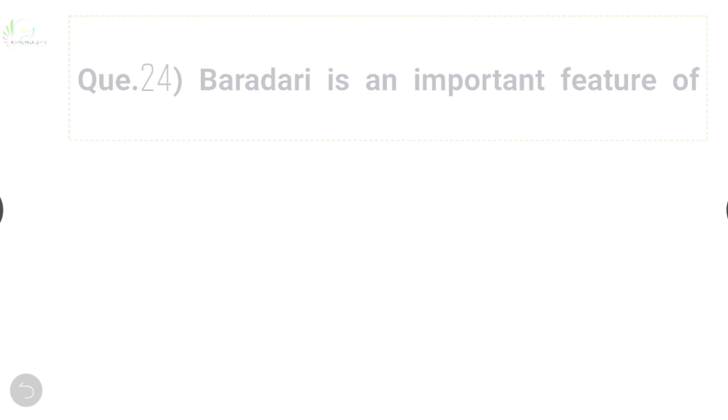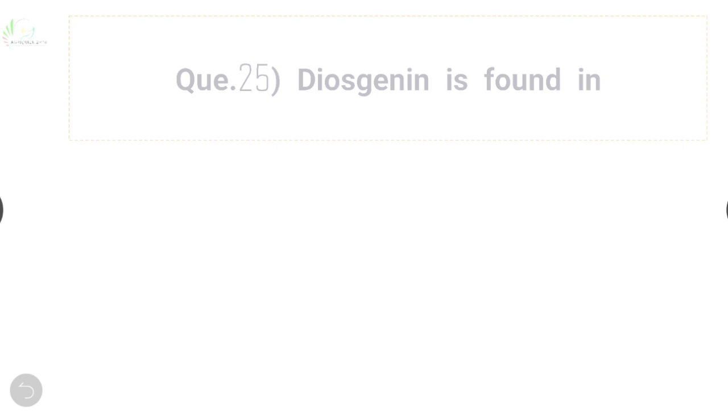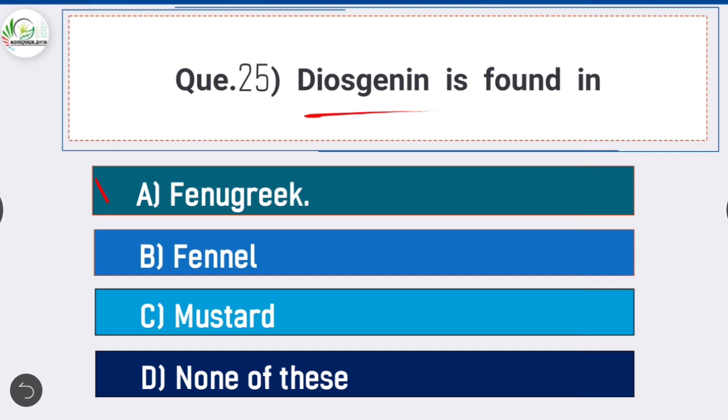Question number 24. Baradari is an important feature of which garden? Answer is option D, Mughal garden. Baradari is an important feature of Mughal garden. Question number 25. Diosgenin is found in. Answer is option A, fenugreek. Diosgenin is found in fenugreek.